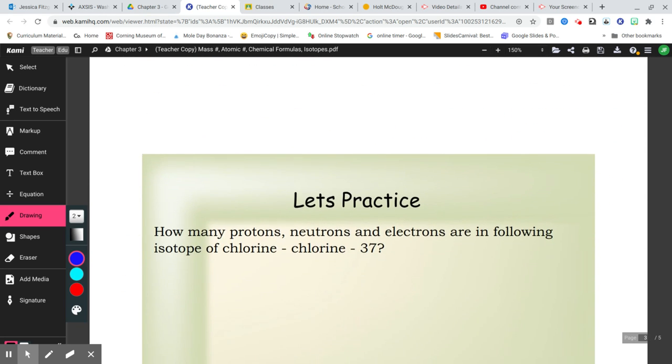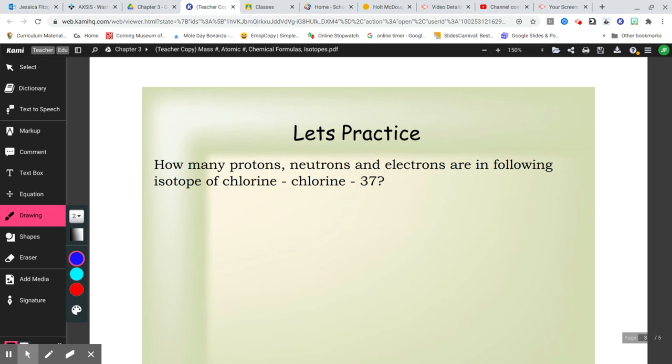So let's practice. We have chlorine-37. Look at your periodic table and find chlorine, Cl. And what is the mass that appears for chlorine on the periodic table? It's on the right-hand side of your periodic table. And I see 35.45. So the mass of chlorine-37 is not the mass that appears on the periodic table. So let's go on and add that to our notes slide.